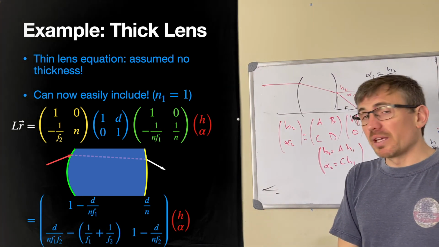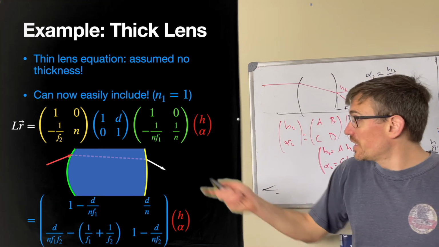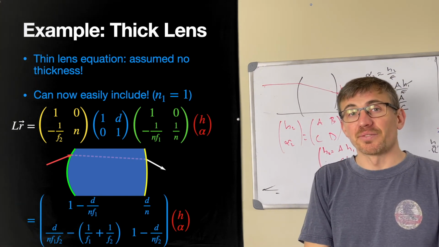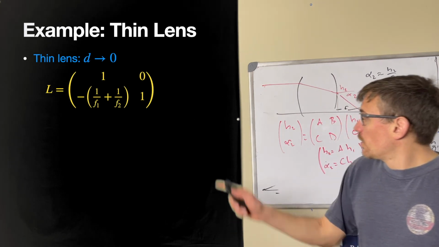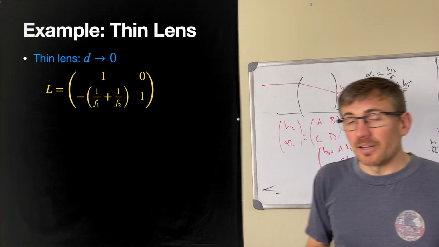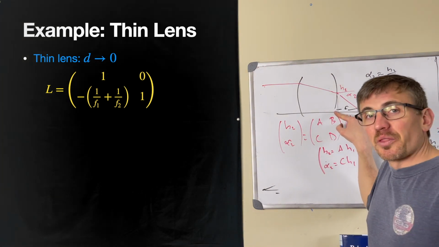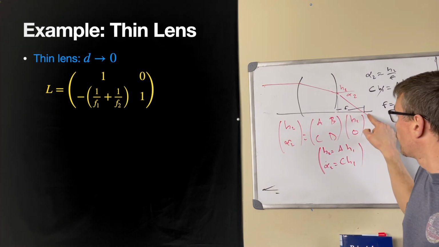So let's look at what we have when we plug in D equal to 0 here. When D is equal to 0, we have neglected the thickness of the lens. So we get this matrix here. This focal length, technically, is called the back focal length because it's the distance from the back of the thick lens to the focus.